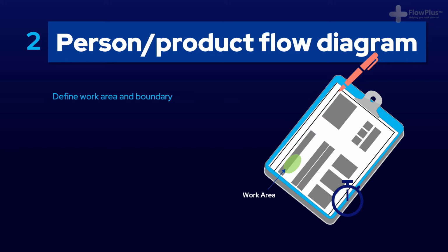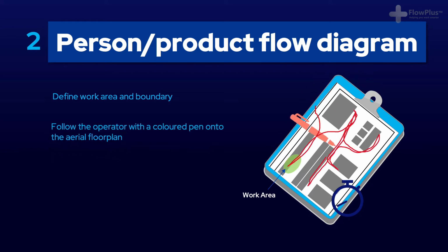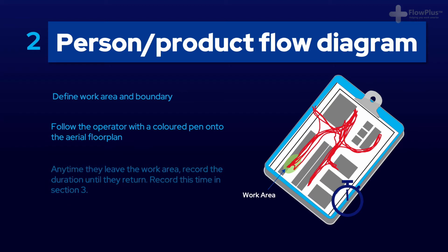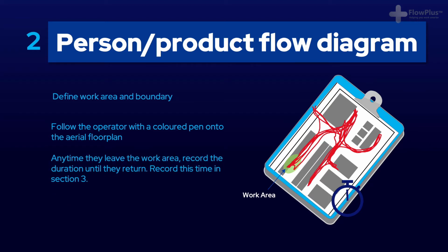When you are ready to start your observation, start the stopwatch and follow the operator with your pen and paper. Every time the operator moves away from their defined work area, press the split function on the stopwatch and record the time until they return.